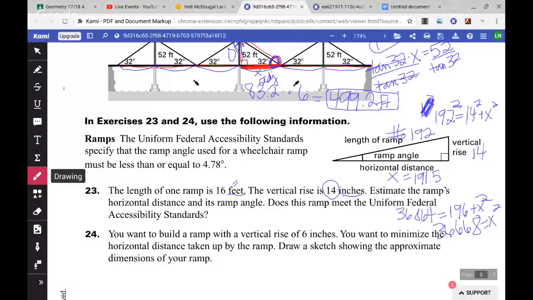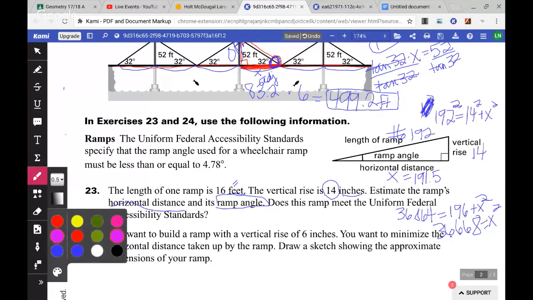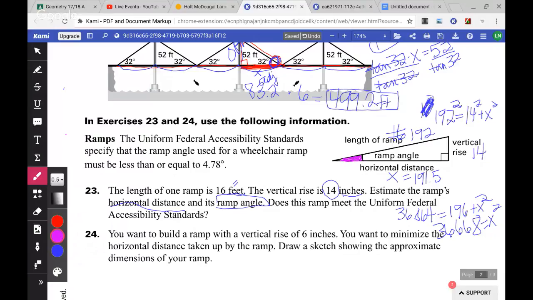All right, so we got the horizontal distance down there, the 191.5. Now in that same part, we wanted the ramp's horizontal distance and the angle. So let's get the angle. I'm going to get a different color because there's a lot of blue going on over here. The angle is down here. This angle is what we're trying to get. If we're looking for an angle, which of the tools do we use? Last but not least, the second tangent button. Yeah, there we go.